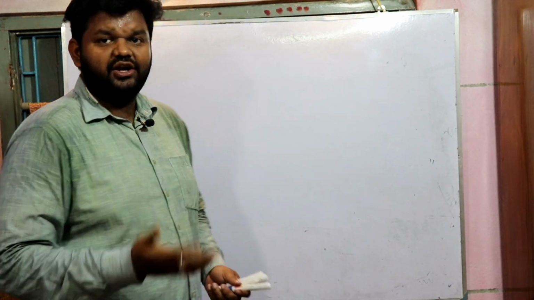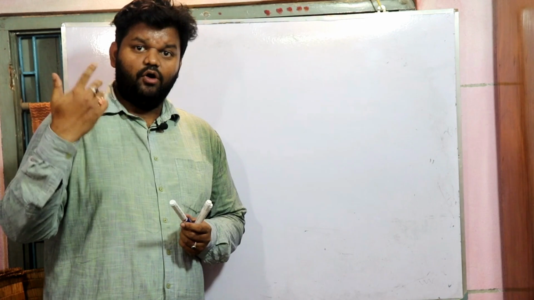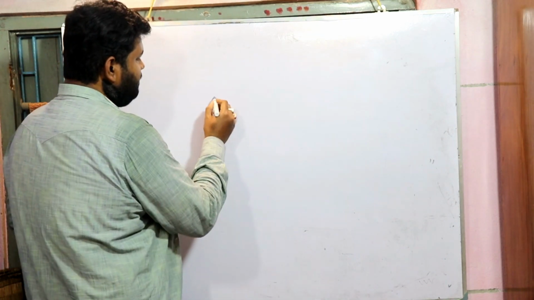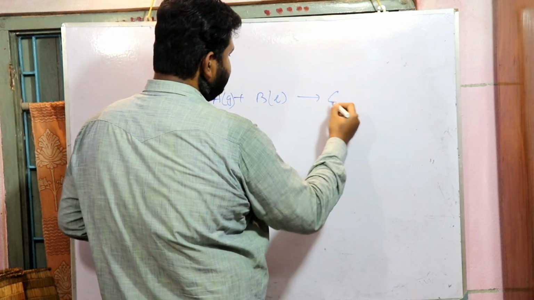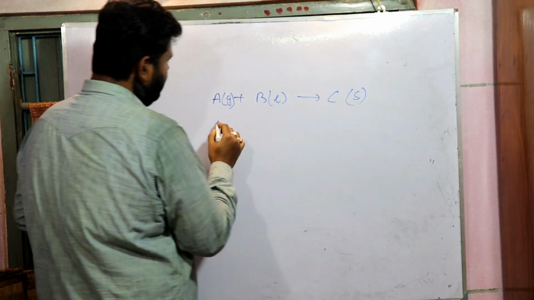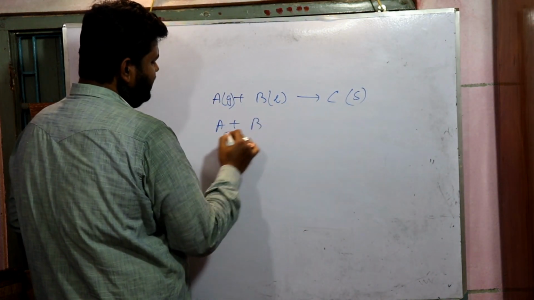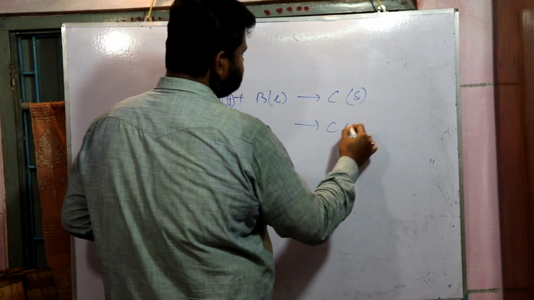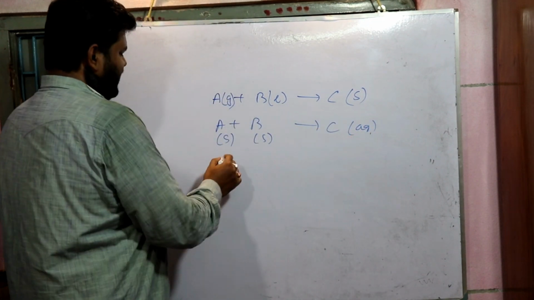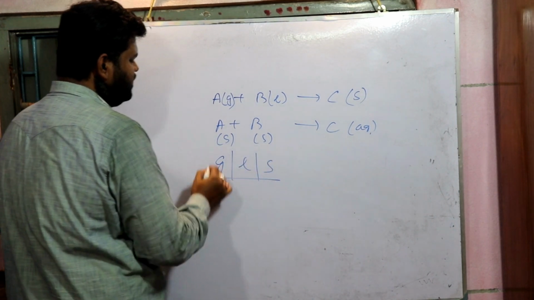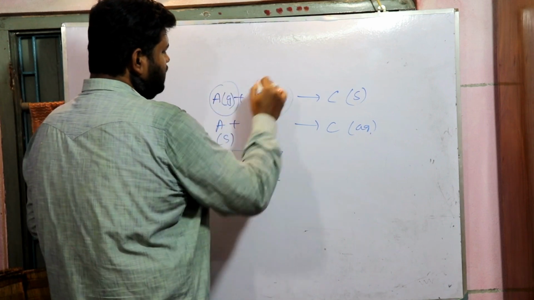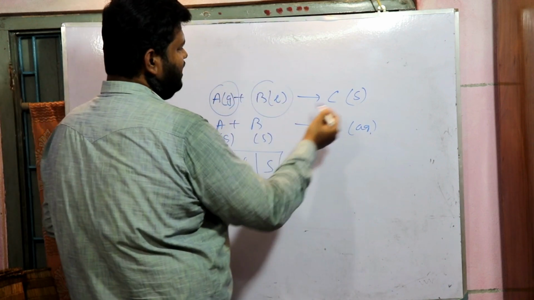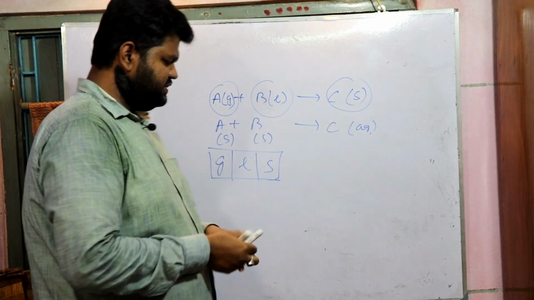First point, change in state, which I have already discussed. Change in state. That means some A plus B, suppose this is gaseous, this is liquid, it may produce C and it may be solid. Or some A plus B, it is solid, maybe it will produce aqueous or liquid. Gaseous, liquid, solid, these three are the main states of matter. So the reactants' physical state may differ from the product's physical state.